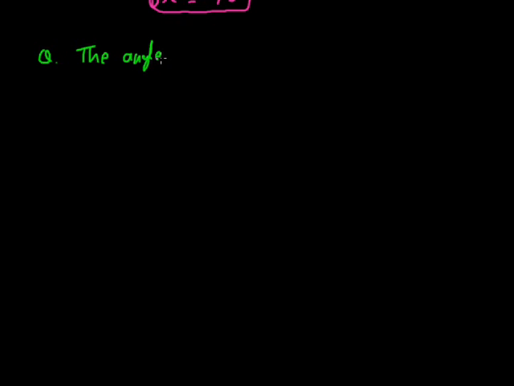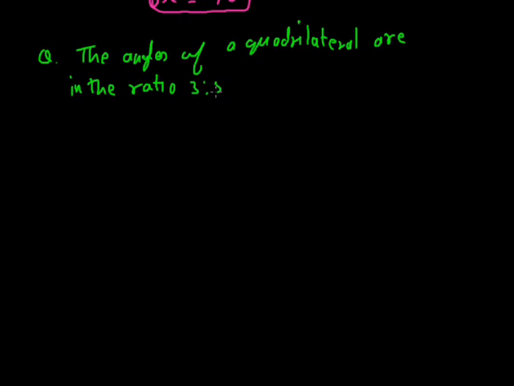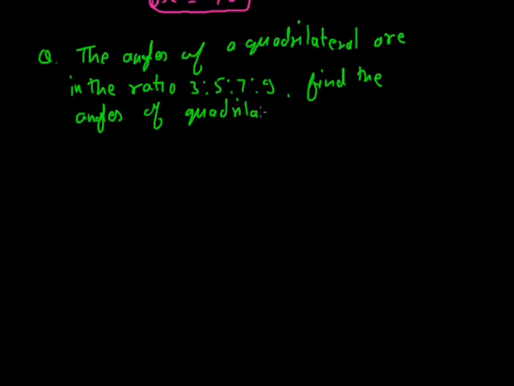The angles of a quadrilateral are in the ratio 3 is to 5 is to 7 is to 9. Then find the angles of the quadrilateral. Let's see the solution. So here we are given the ratio of the angles, 3 is to 5 is to 7 is to 9.